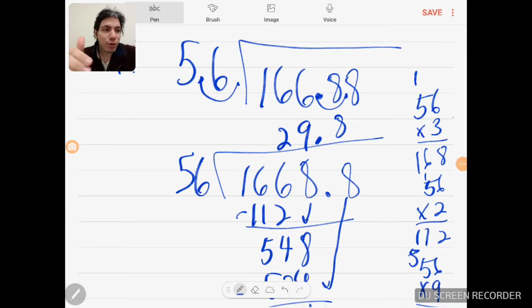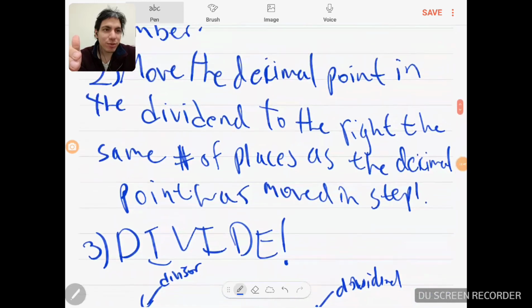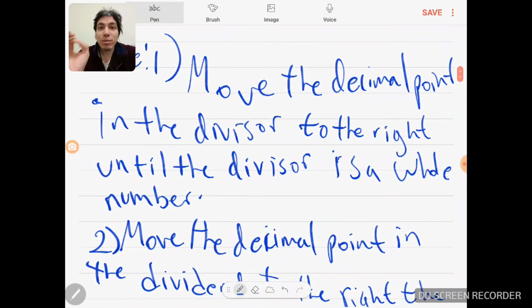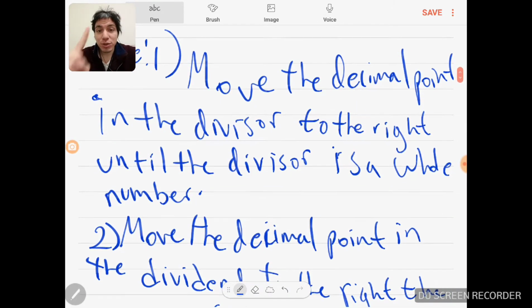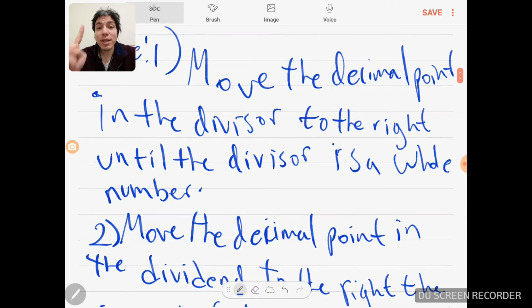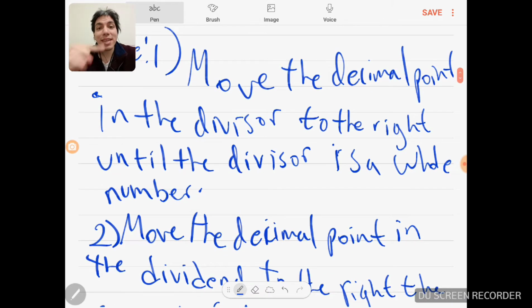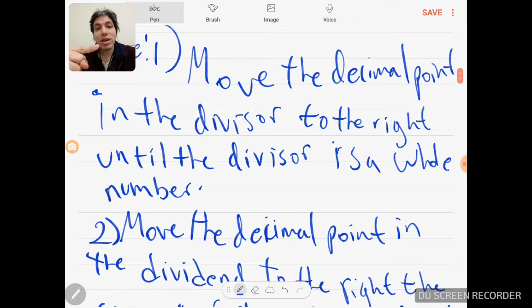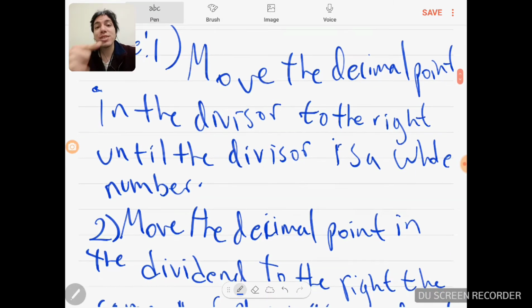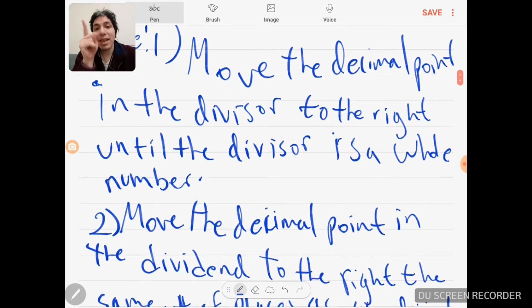So the review would be this. When you're dividing, the first thing to do is to move the decimal point in the divisor that many times, depending on where the decimal point is. The second step is to do the same in the dividend, and then you divide.